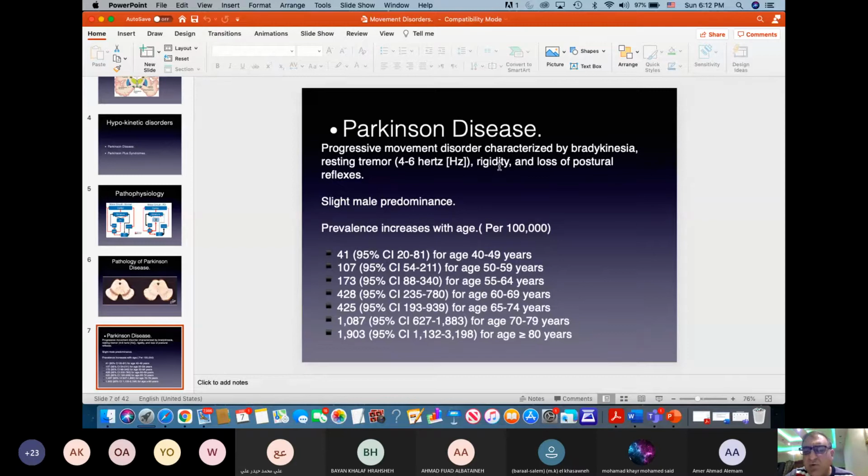Upper motor neuron lesion causes spasticity, absolutely, because hypertonia in the form of spasticity.